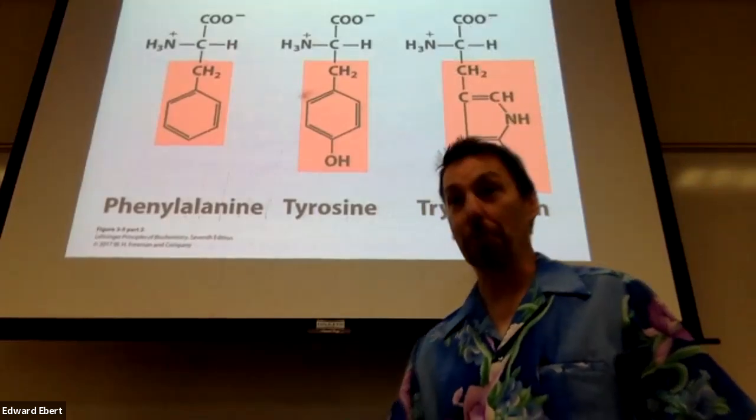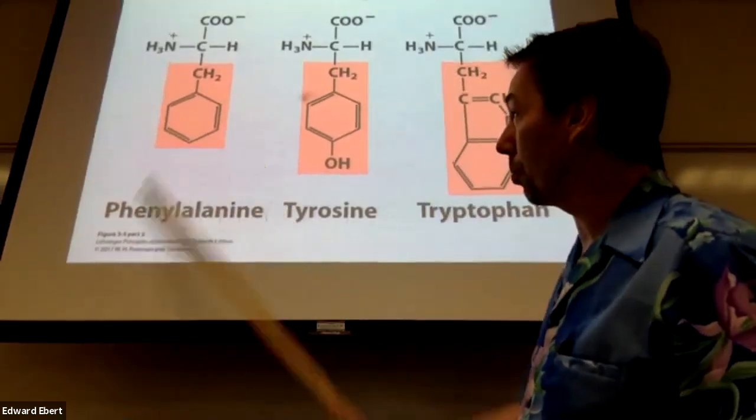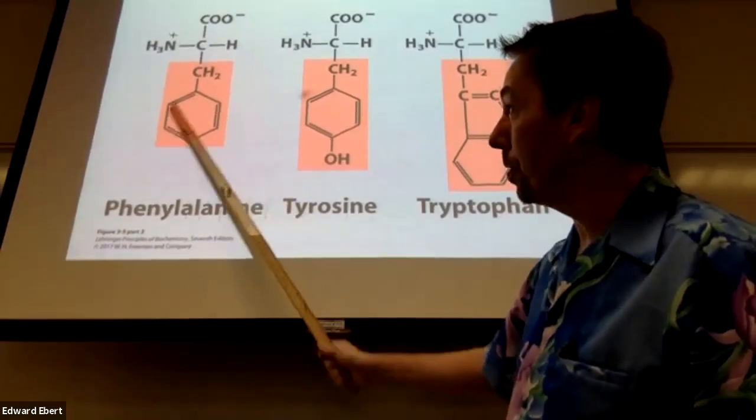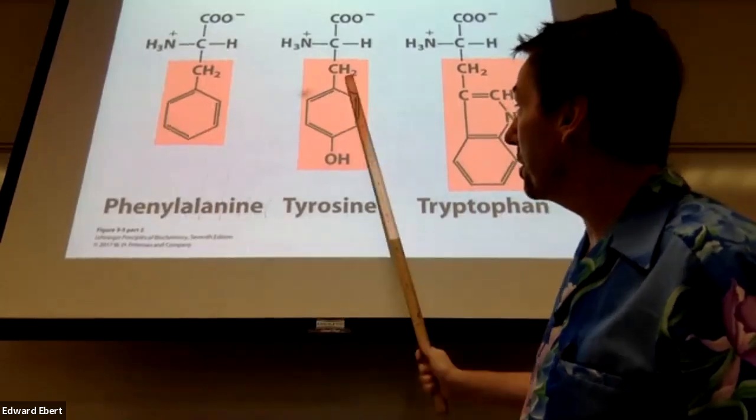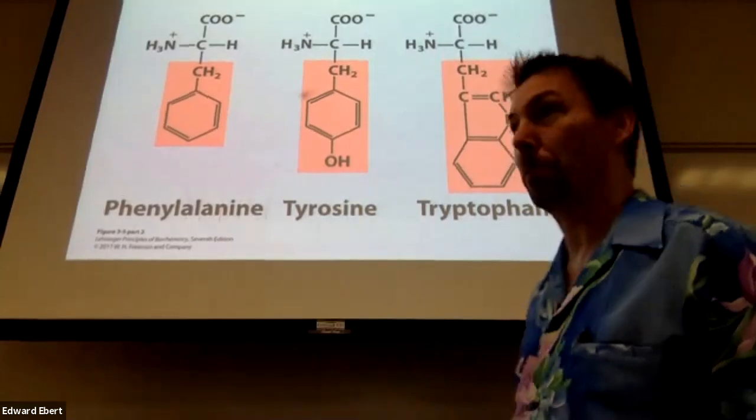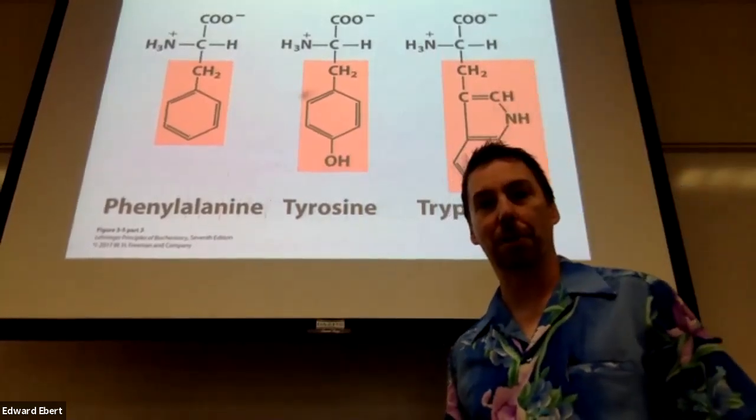All right, if we go through our aromatic ones, I always found these a little more challenging just because they're bigger. We have our aromatic ring structures in here, but phenylalanine, probably not too bad. Methyl group and a ring structure. Tyrosine looks almost the same as phenylalanine, except we put a hydroxyl group at the opposite position in there.